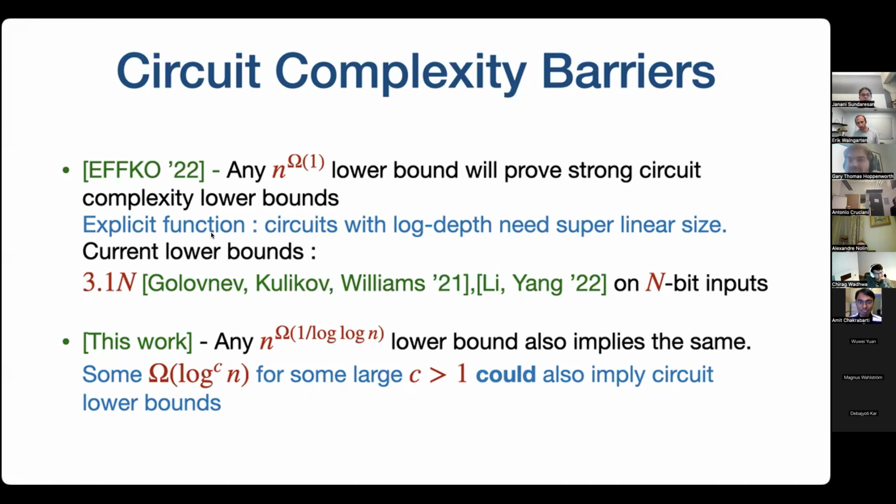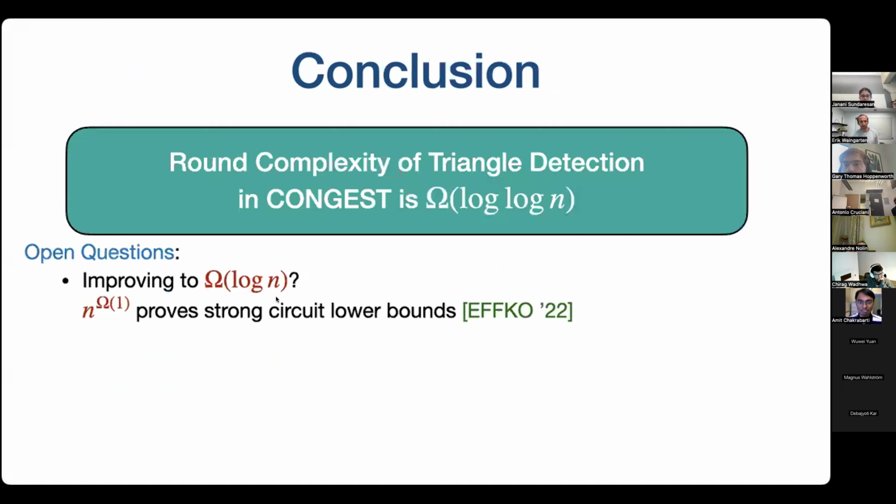The current lower bound we can prove on this circuit size is just 3.1 n. So with a slight optimization of their parameters, you can say that even an n to the omega of 1 over log n lower bound will still give you strong circuit lower bounds. But mainly, if you prove some very large polylog, log to the 100 or something like that, this could imply circuit lower bounds as well if current reductions and the CONGEST algorithms get better. So it could imply circuit lower bounds, and there's nothing stopping them from implying circuit lower bounds. So which means log n is the realistic target, we think.